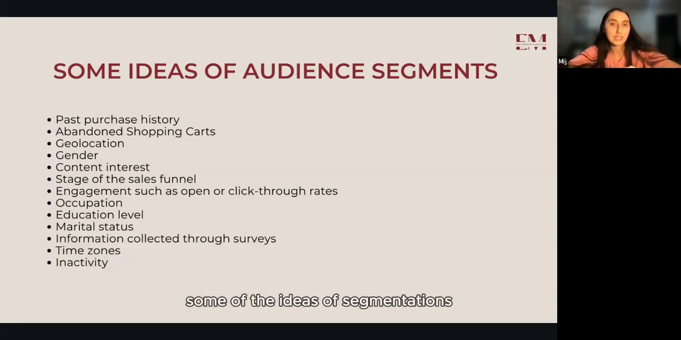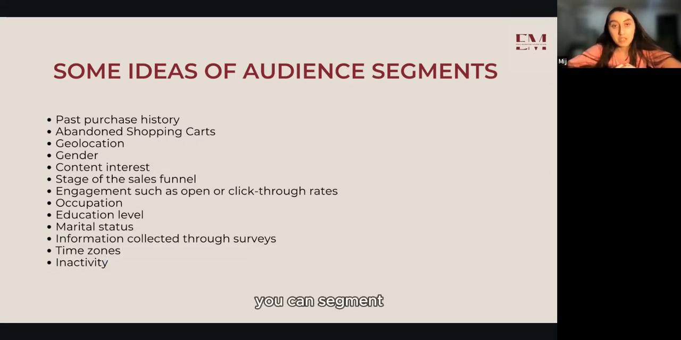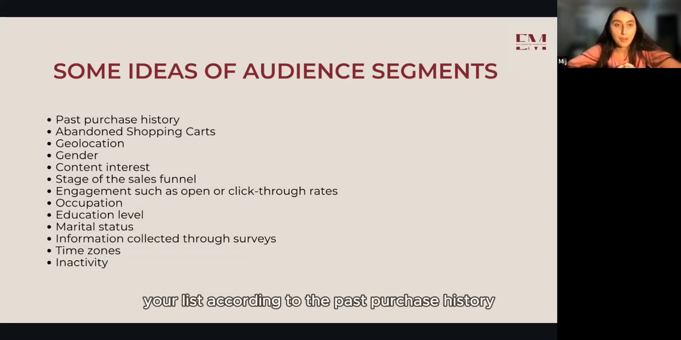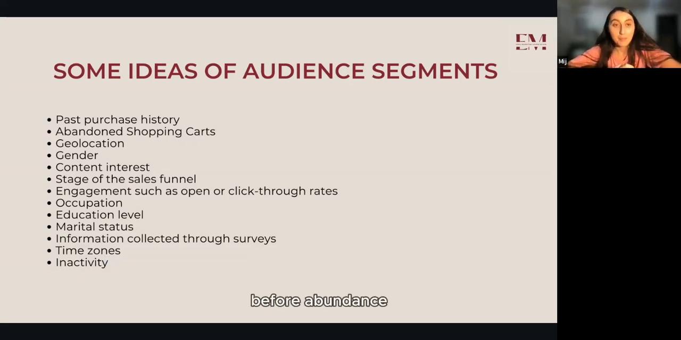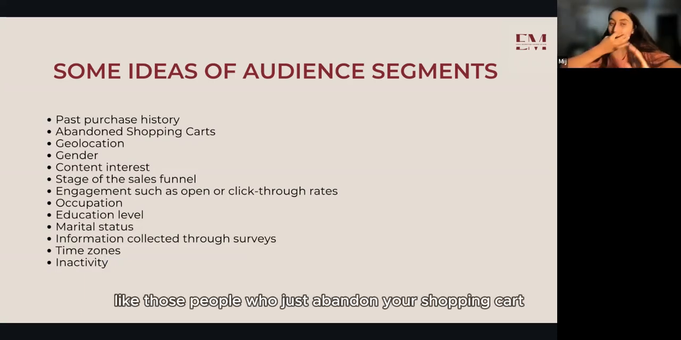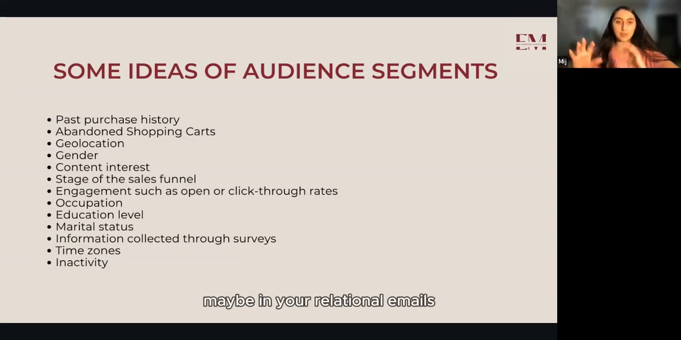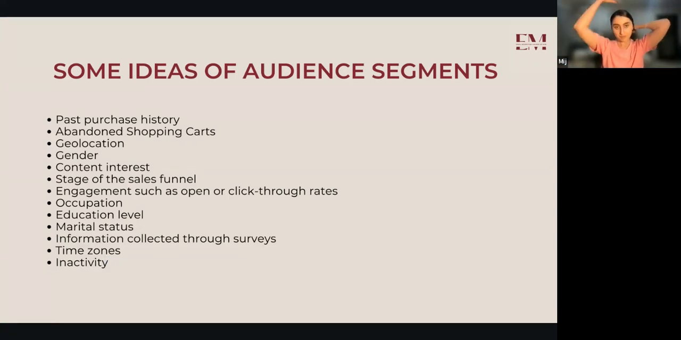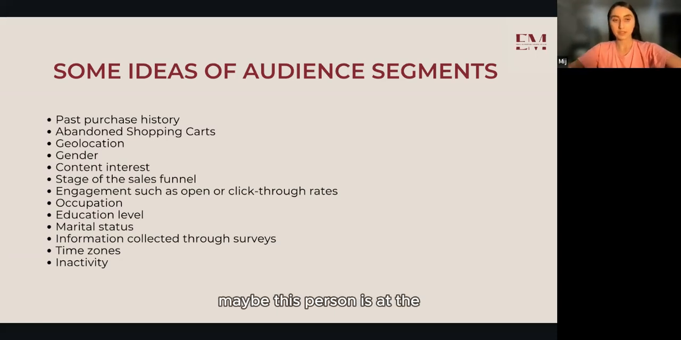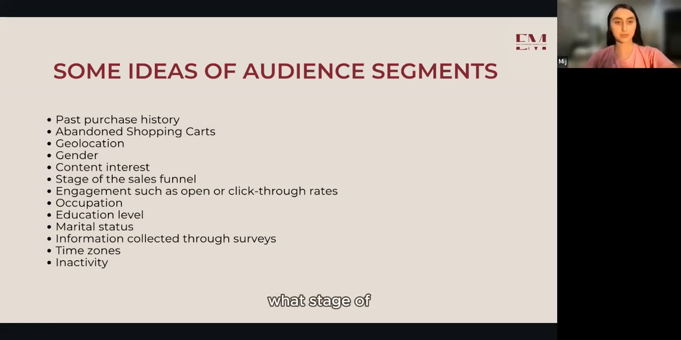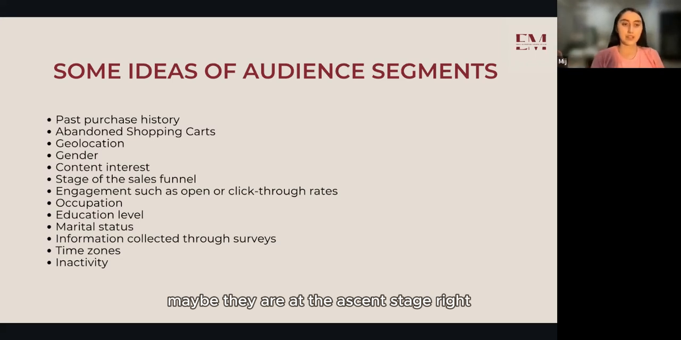So for example, some of the ideas of segmentations, you can segment your list according to the past purchase history. So what did they purchase from your e-commerce store before? Abandoned shopping carts, like those people who just abandon your shopping cart. Geolocations, gender, as I said, boys and girls, content interest. So the people who are interested maybe in your relational emails, a stage of the sales funnel. Maybe they are at the ascent stage, right? They've already bought one product, but you want them to buy more products. So you want to put them maybe in a different list.